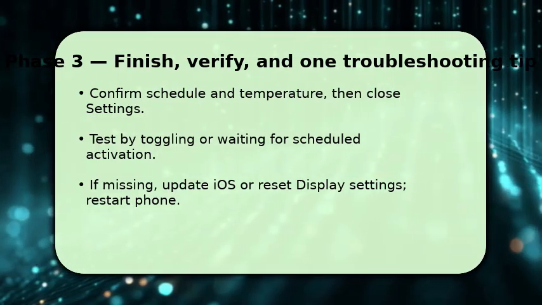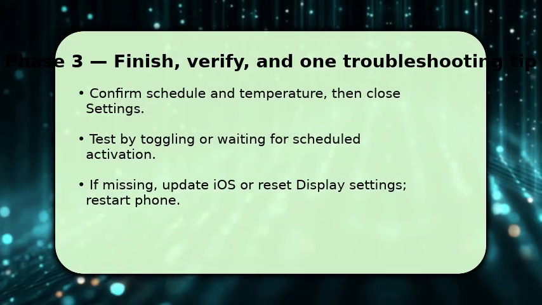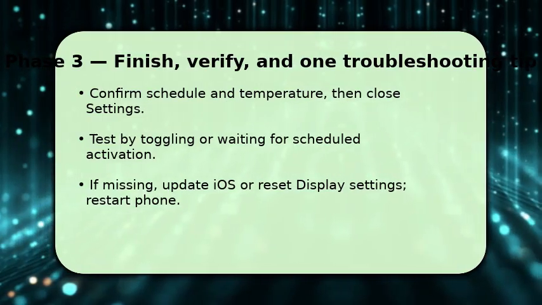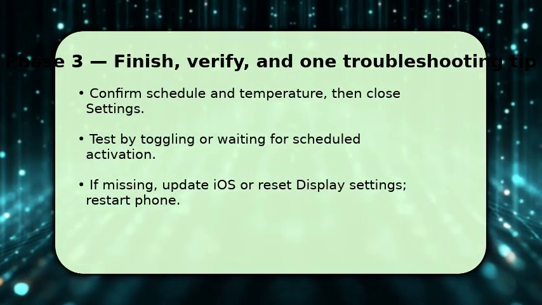Incorrect time breaks scheduling. If Night Shift is still missing, update iOS or reset Display and Brightness settings, and as a last step, restart again. That fix resolves most issues. If not, contact Apple support for deeper diagnostics.